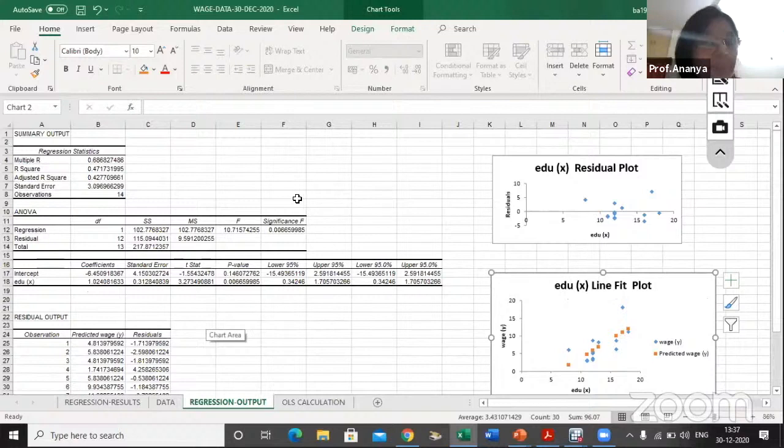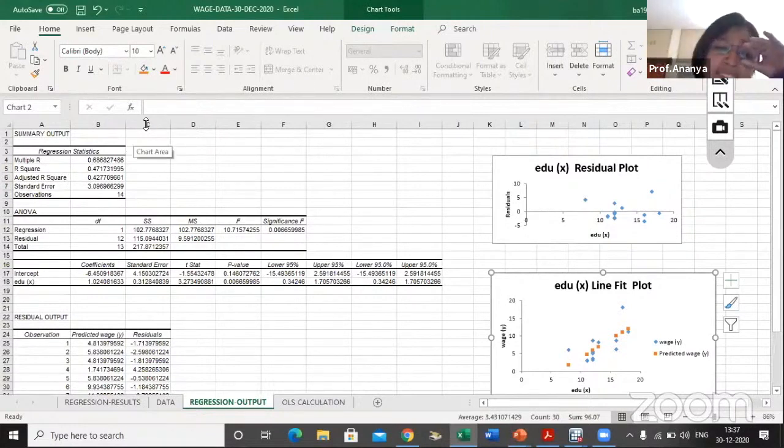I just want to point out another feature of the output. I'll just use this Excel sheet because this is what we've been discussing, but the same results you will also get in Stata. Now see, what is my least squares regression really doing?